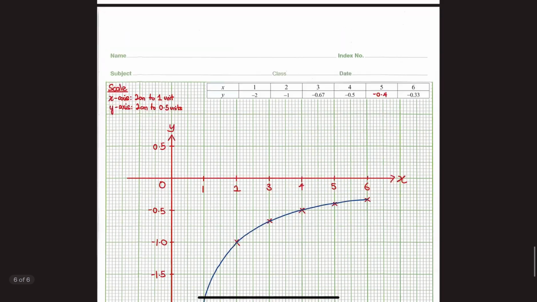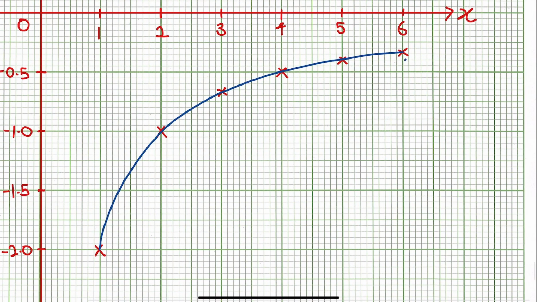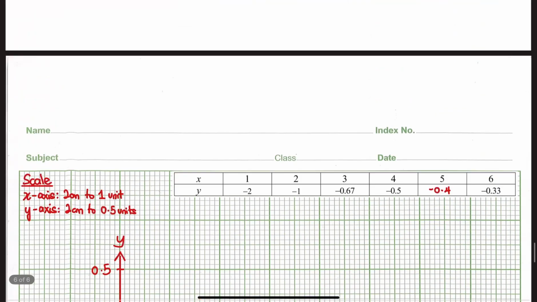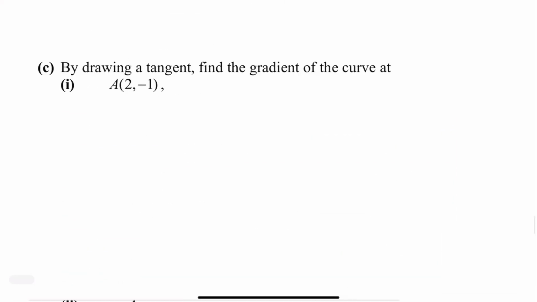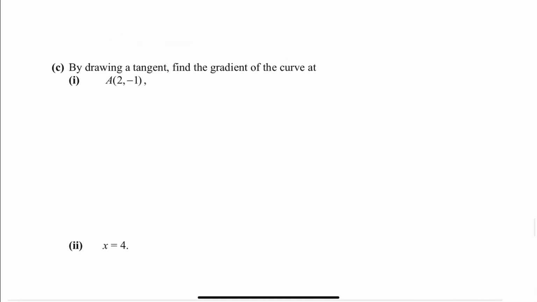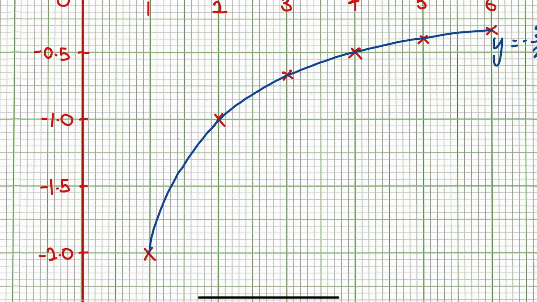Okay, then we label the equation of the curve. This is y equals negative 2 over x. So I'll label y equals negative 2 over x. I've sketched this graph. Okay, let's now look at part C. Part C, by drawing a tangent, find the gradient of the curve at point A. Point A is given 2, negative 1. So let's mark out point A on the curve first. 2, negative 1. It is this point over here.